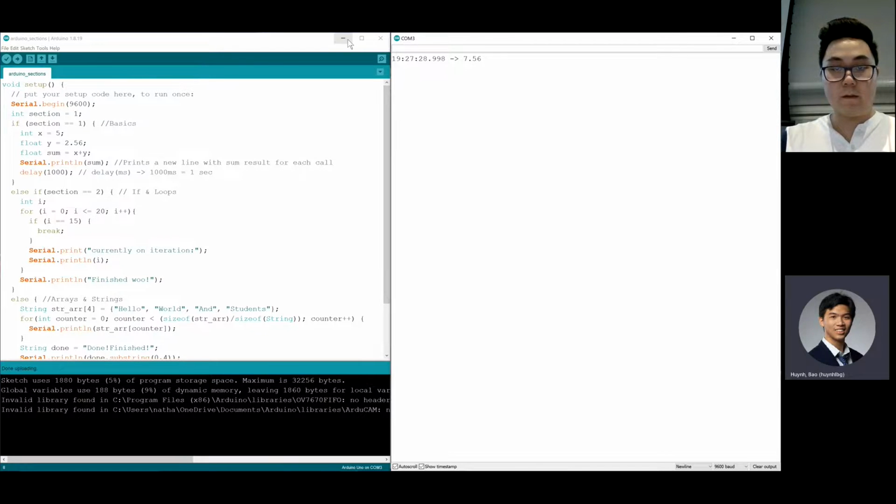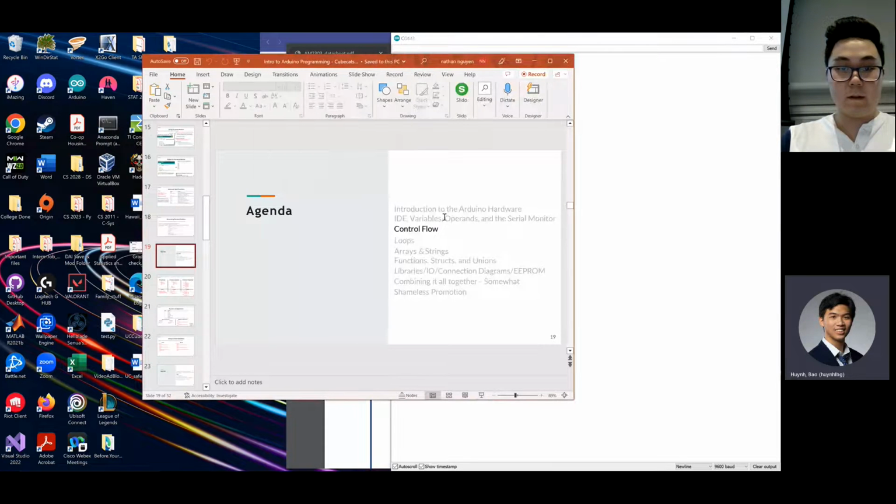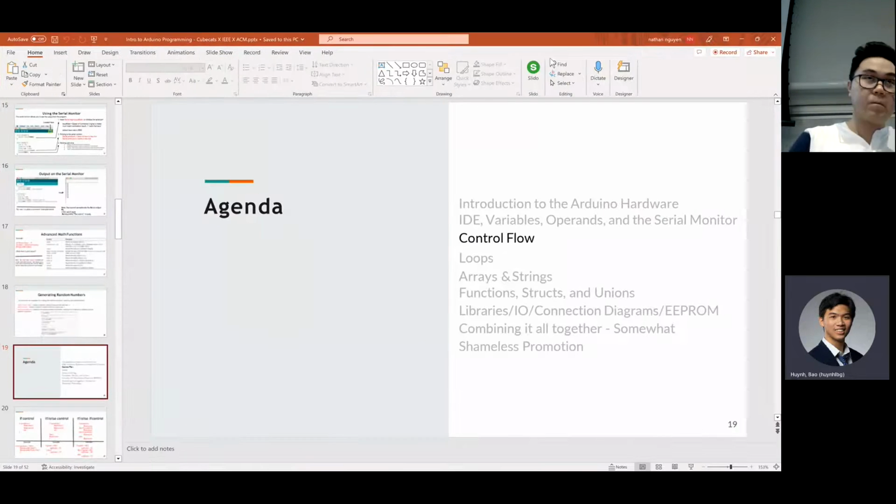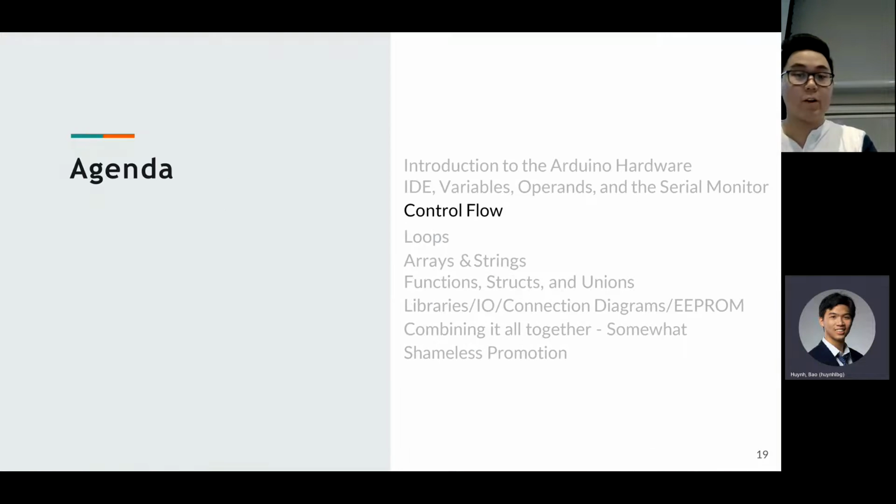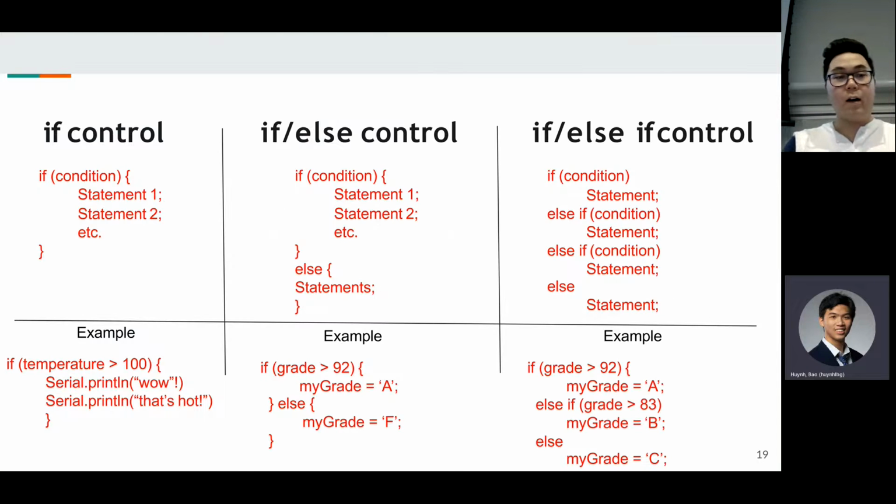So getting back into this, let's get a little bit into control flow. Control flow is roughly the same in Arduino as in C++, if you're currently taking C++. Same style of if control: if, else, as well as if, else if, and then else. And so if you've already seen this before, it shouldn't be anything new. If you haven't, it's fairly similar.